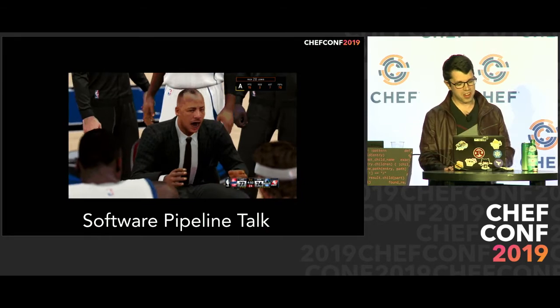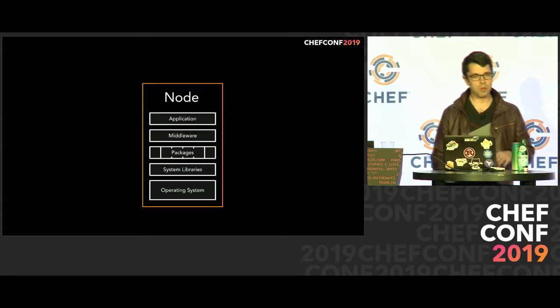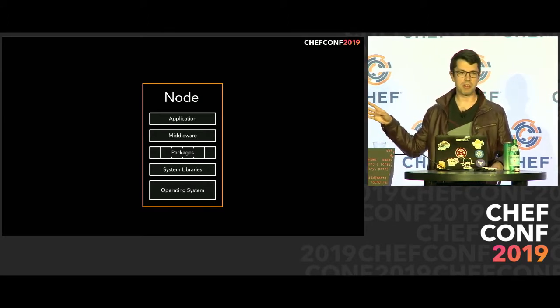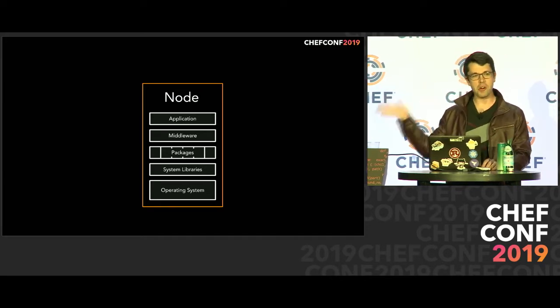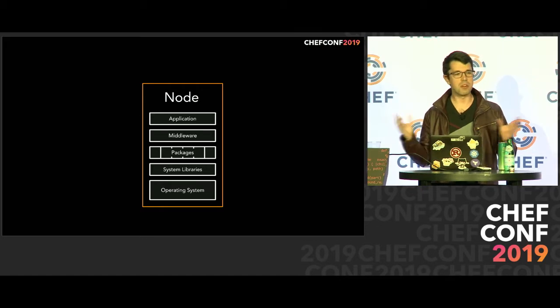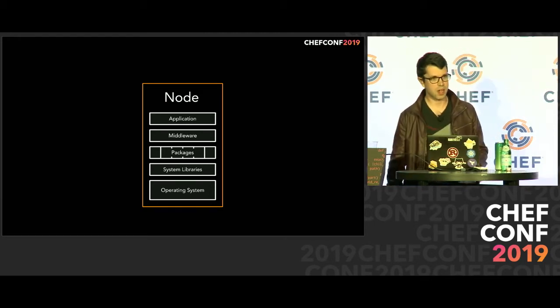So, mini software pipeline talk, because it matters a lot. First of all, I promise this is a 101 session. If you all know what a node is already, like, I don't know. Okay, what a node is. A node is what we typically call a compute resource, or the resource where everything is going to land: your operating system, your application, your middleware, your packages, your system libraries.